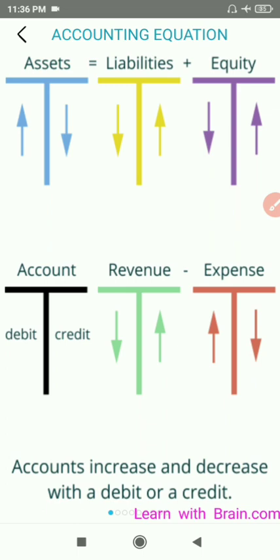If we see the balance sheet, on one side we have liabilities and equity, and on the other side assets. Liabilities plus equity equal assets. So that is the accounting equation.